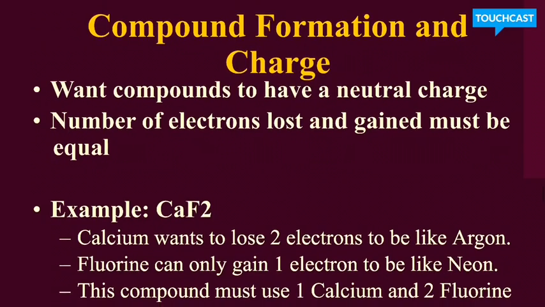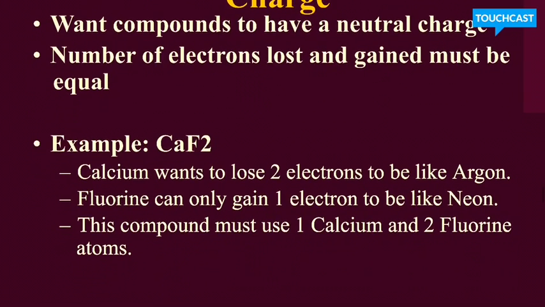So starting first with ionic compounds. Ionic compounds, you want them to have a neutral charge. You don't want any charge left over. The number of electrons lost by one element has to equal the number of electrons gained by the other. So here's a good example. We have calcium and we have fluorine. Calcium wants to lose 2 electrons to be like argon, and fluorine can only gain 1 electron to be like neon. So this compound has to use 1 calcium and 2 fluorine atoms.